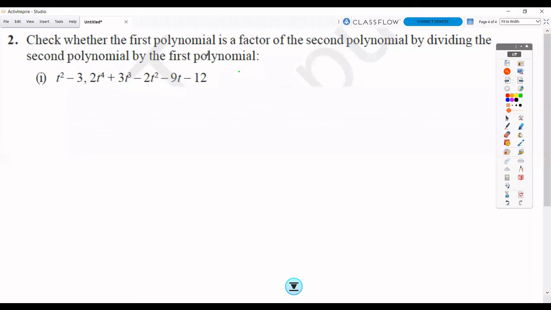This is the question: check whether the first polynomial is a factor of the second polynomial by dividing the second polynomial by the first polynomial. So we have only one process: use the long division method to find the remainder. If the remainder is 0, then it is a factor, otherwise not a factor. So let me begin with that.